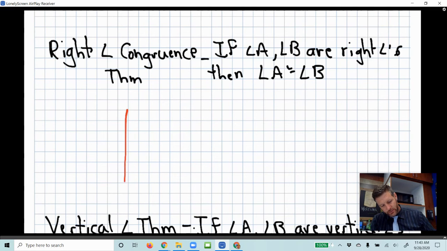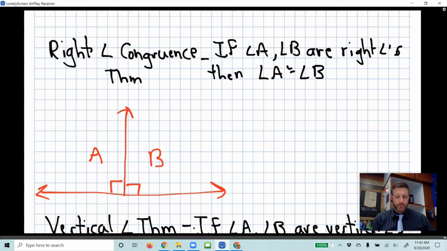And we can simply draw that to illustrate what that means. If you have two angles, here's angle A, here's angle B, and they're both right angles, well, then you can know for sure they have to be the same, because two right angles mean they're both equal to 90, which means they have to be congruent to each other.